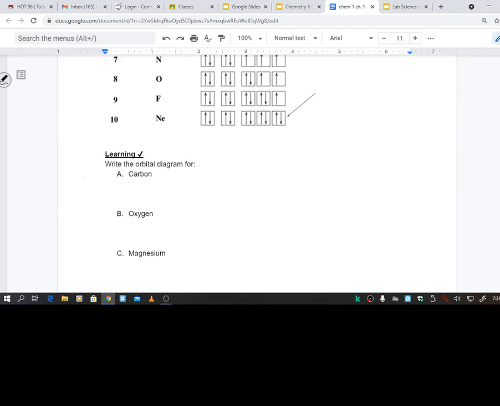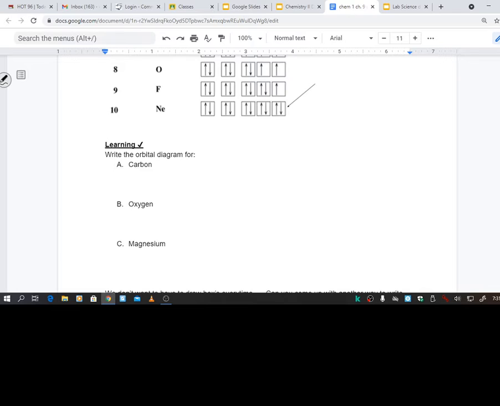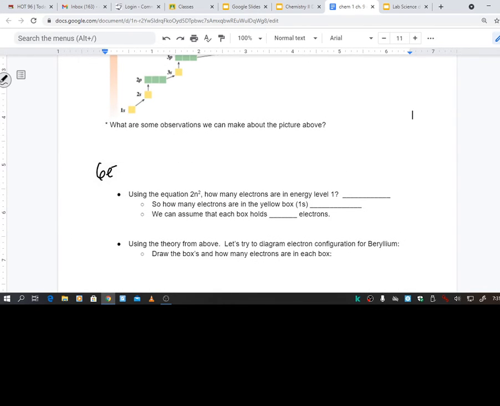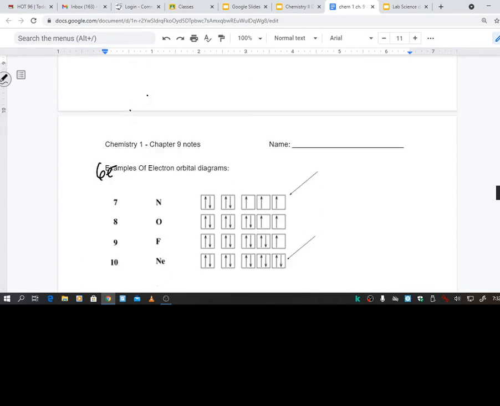Write the orbital diagram for carbon. All right, so if I'm doing carbon, carbon has 6 electrons. So using that guide from up here, and some of you may start to already get the gist of like, oh yeah, it's 1s, then it's 2s, 2p. You may start to remember that. But I need 6 electrons, so really I need 2, 4, and then I'm going to have to get into the 2p. All right, so let's draw that.